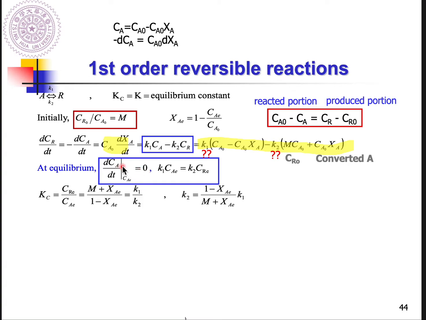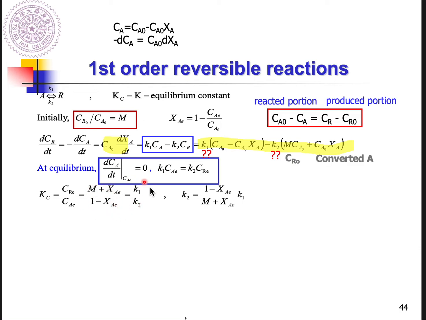dCA over dt equals 0 at the equilibrium condition. So dXA over dt should equal 0, so this portion of the equation equals 0. So K1 over K2 becomes this over this. You just move this term to the right-hand side and divide by K2 on the left-hand side, and this one to the right-hand bottom side. Then you will get this.